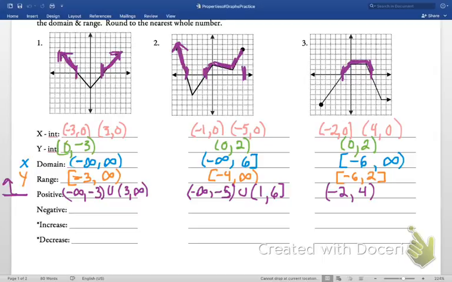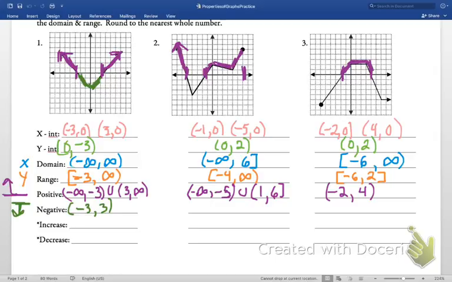All right, now let's look at our negatives. Negatives are below the x-axis. Okay? So number 1, where is it? Negative. Let's color that a different color. Okay, so it's only that green piece is negative. Well, where does that green piece start? It starts at negative 3 and goes over to positive 3. So we'll put parentheses around that because it actually hits the axis.